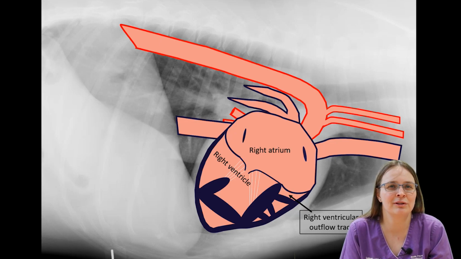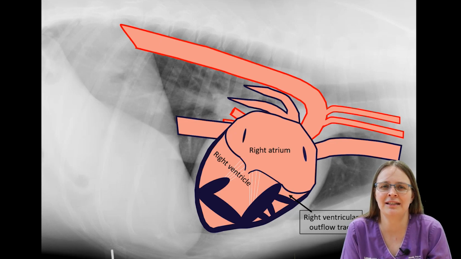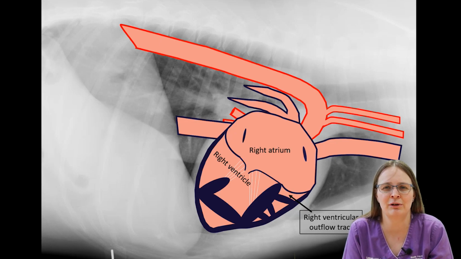So we've got the right atrium and the right ventricle. You can see a little bit of the right ventricular outflow tract, but interestingly, notice that you can't see the aortic or pulmonic valves as nicely. The way the heart's positioned means that they're over more to the left side of the chest.